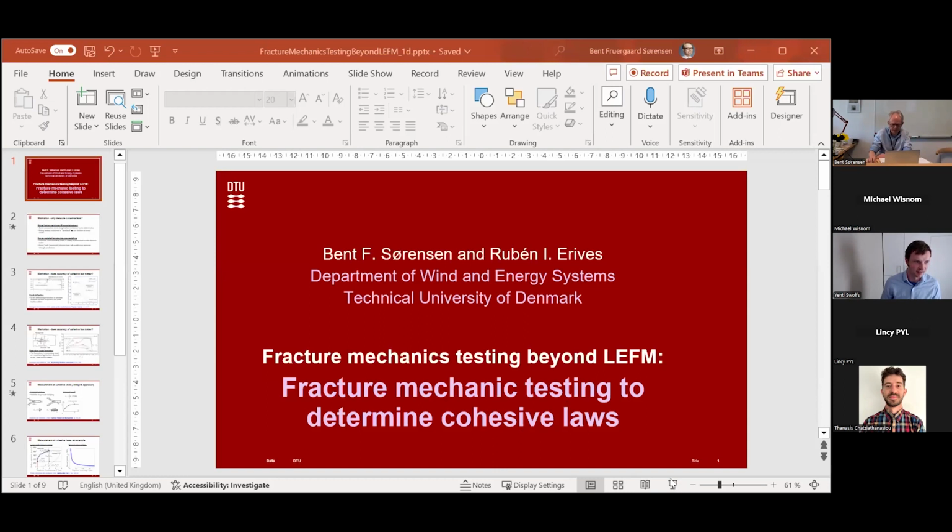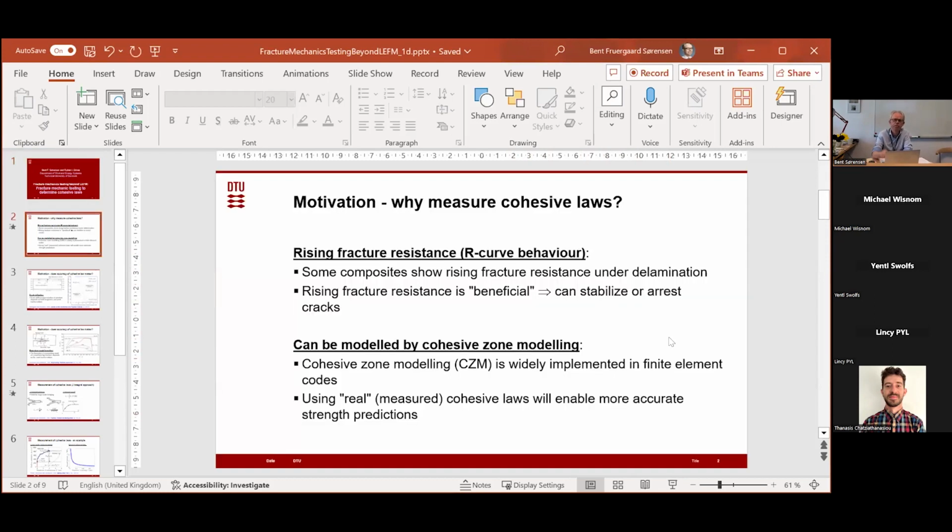I would recognize my co-author, Ruben Rivas. I'm from the Technical University of Denmark, and I will talk about how we can maybe bring fracture mechanics testing beyond linear elastic fracture mechanics and measure cohesive laws.